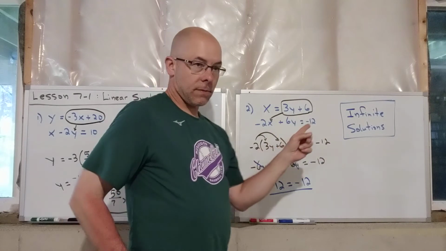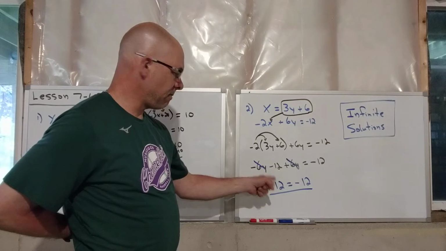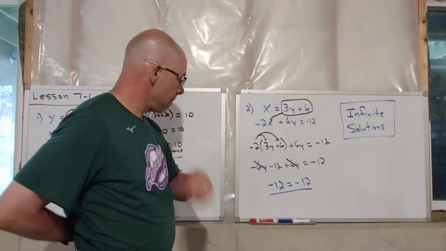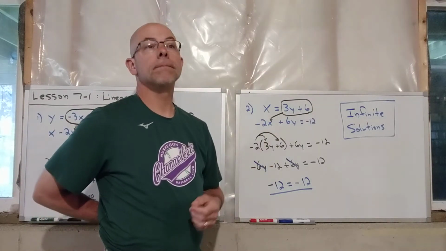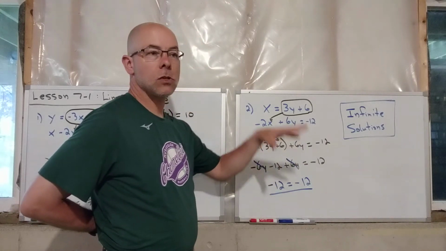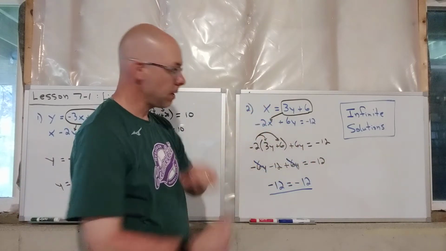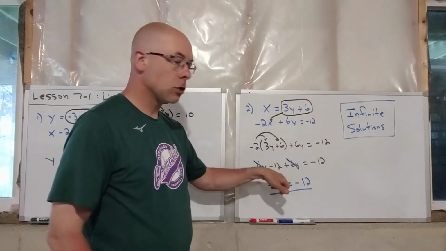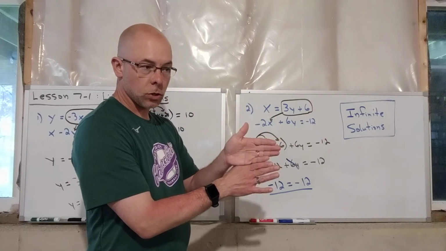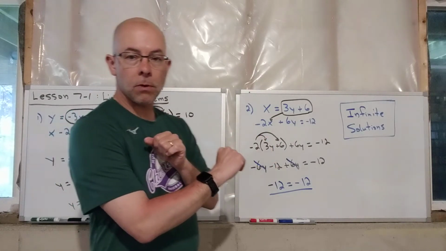But that's the difference. Now I'm going to warn you in advance, if this statement right here had been false, suppose it had said negative 12 equals 2, then it's no solution. If the variables cancel and it's false, it's impossible and there's no solution, meaning the lines were parallel. But if the variables cancel and it's a true statement, then it's one and the same line, infinite solutions. Okay? Just going to pause the video for a second, erase this, get a couple more examples ready.